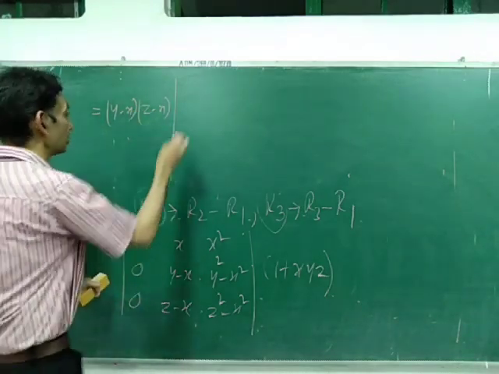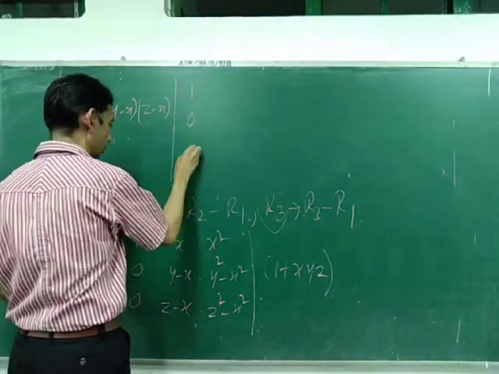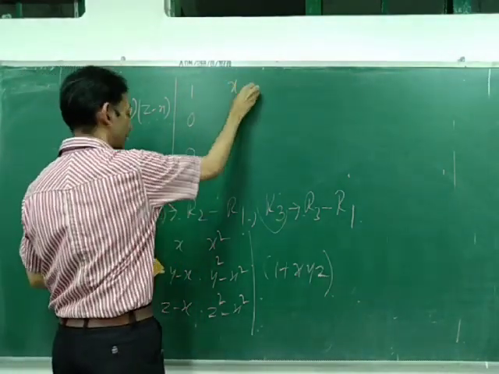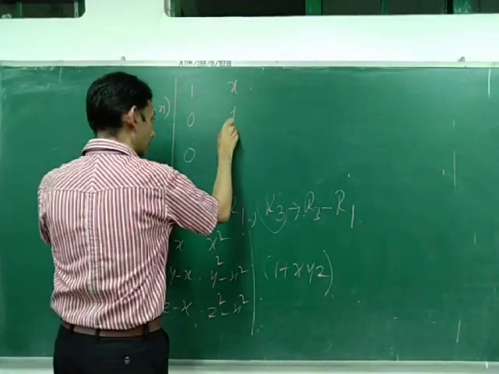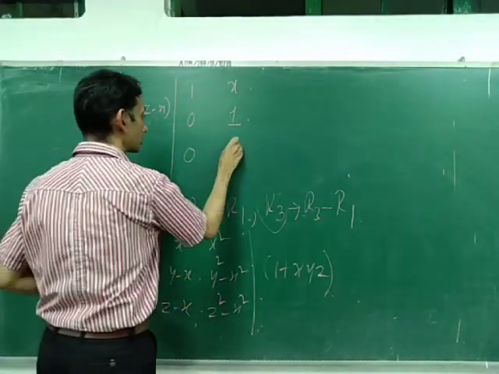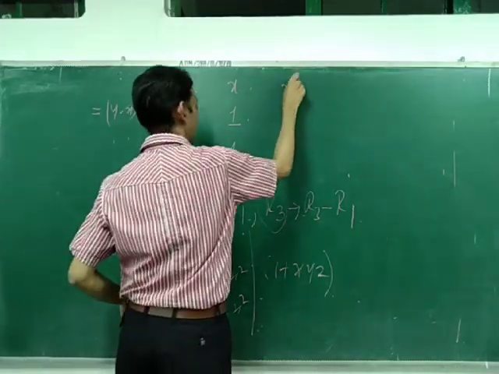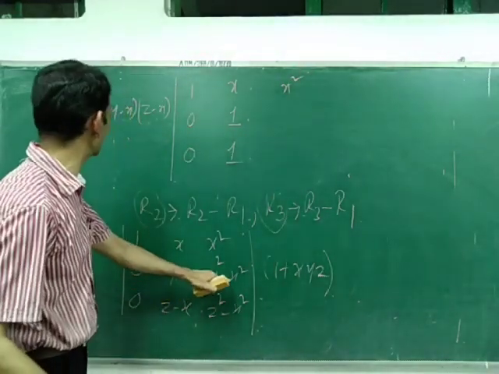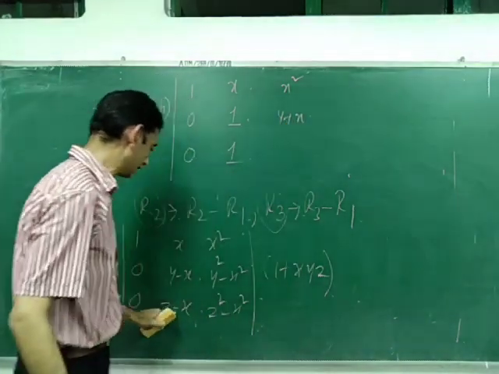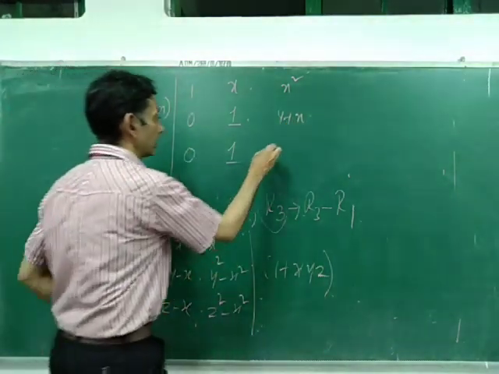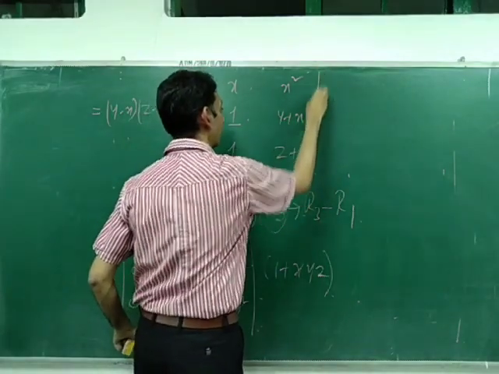If we take them common, what will be left out? 1, 0, 0. Then this will be x. We have taken y minus x common, so it will be 1. We have taken z minus x common, so it's 1. So it will be x squared. Remember, we have taken y minus x common, so y plus x will be left out. And here z minus x is taken common, so z plus x will be left out.